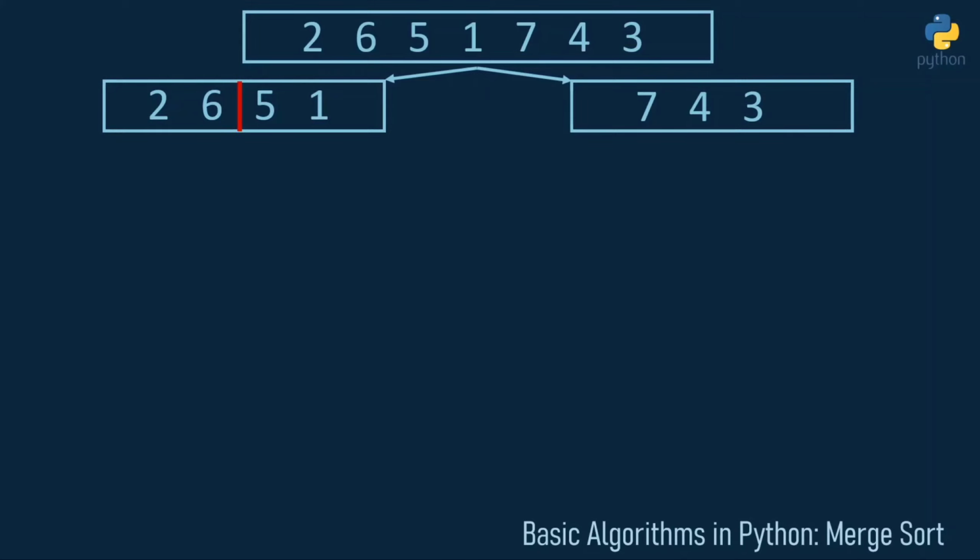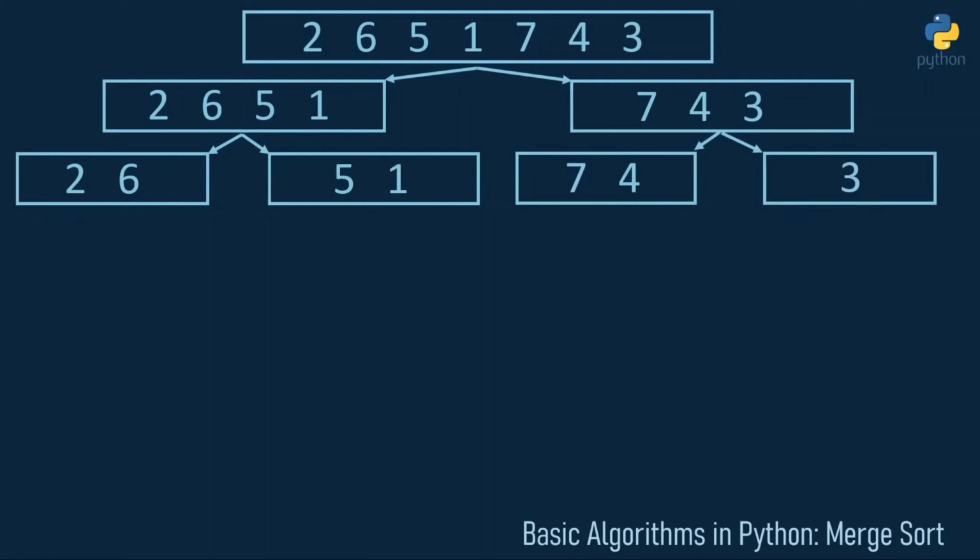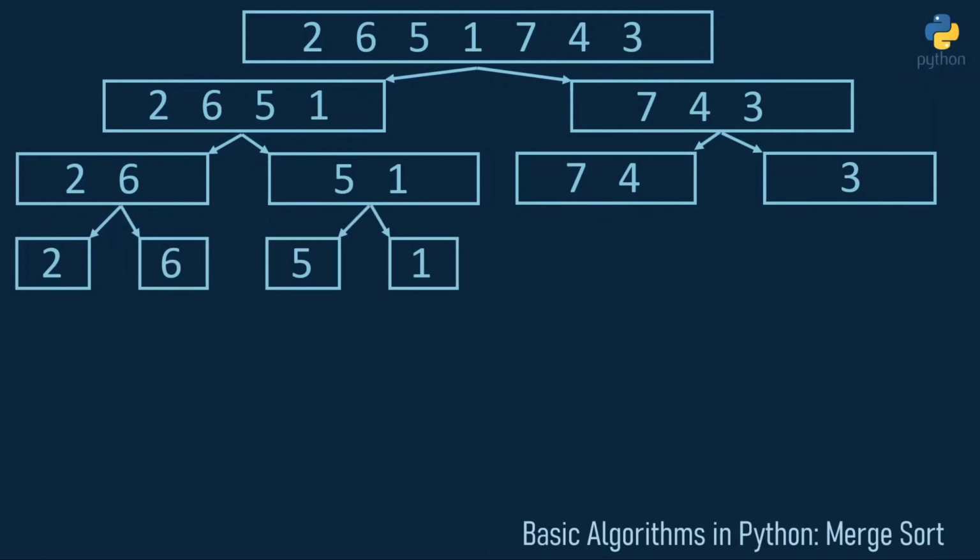We first look at the left part and divide it even further. Now we look at the right sub-array and divide this even further also. The dividing step will go on until sub-arrays have just one entry left. Because we have one entry left, the array is already sorted, and we can start combining. But now we need one more dividing step. So first 2 and 6, 5 and 1, 7 and 4, and the 3 will be left untouched.